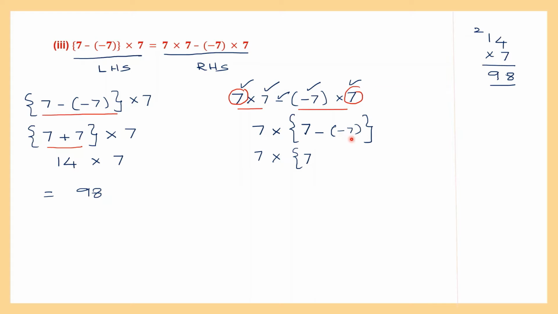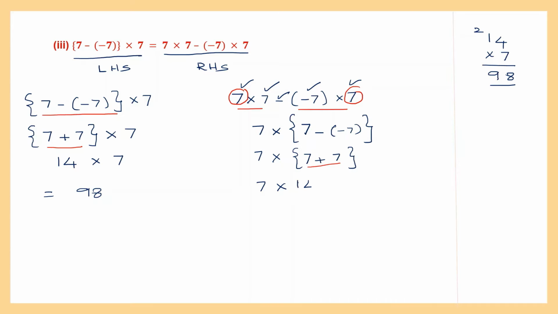That means this sign will change. This will change to plus 7. So remove this and write plus 7. Plus 7 and close the brackets. So this will be 7 into, now I'm going to simplify what is inside. 7 plus 7 is 14.